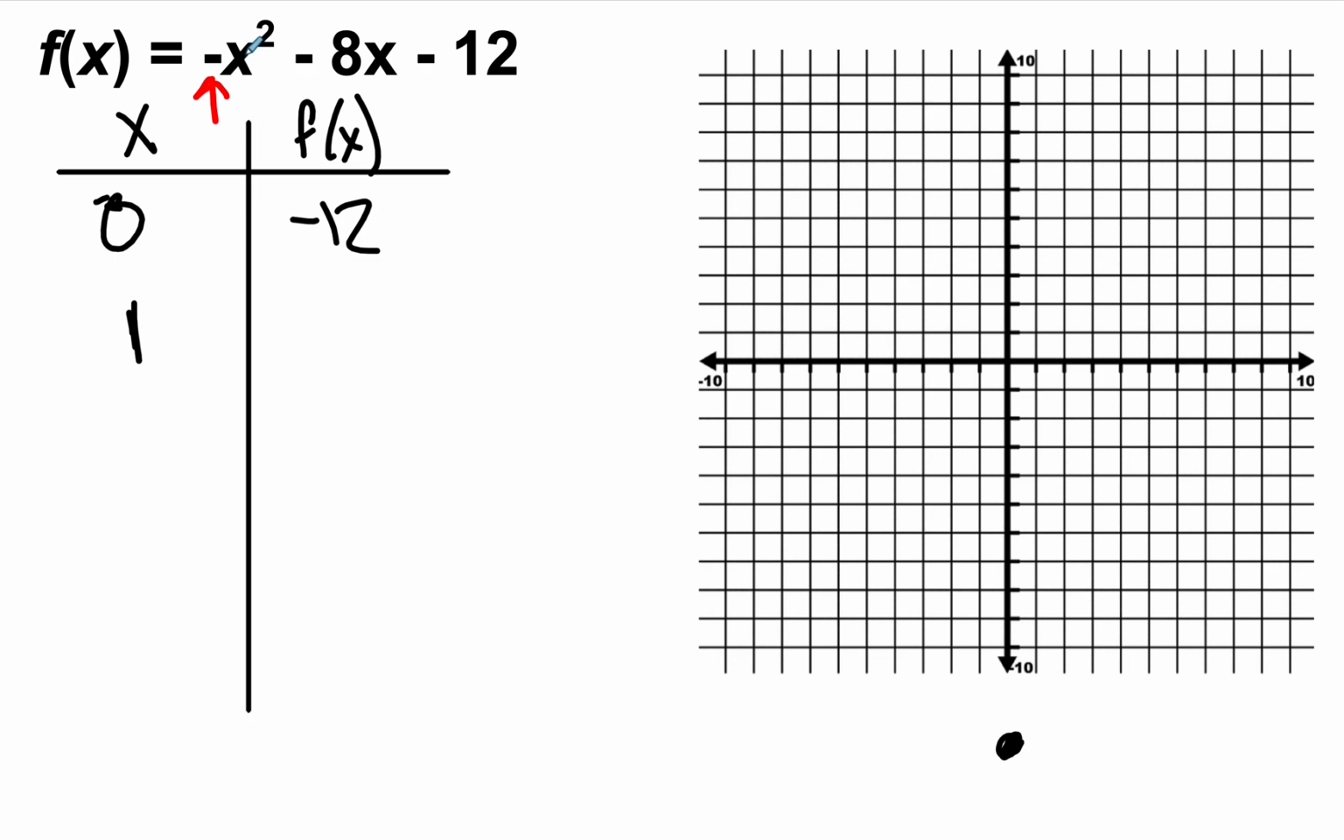Okay, so you got to be careful here, and this is the other mistake people make. Remember PEMDAS. That is why you always plug in, especially on your calculator, with the parentheses around the numbers you're plugging in. So 1 squared is 1. This makes it -1. 8 times 1 is 8. -1 minus 8 is -9. -9 minus 12 is -21.